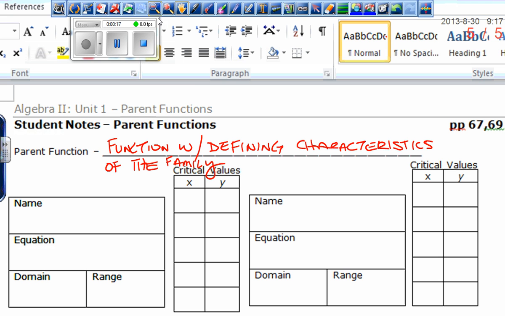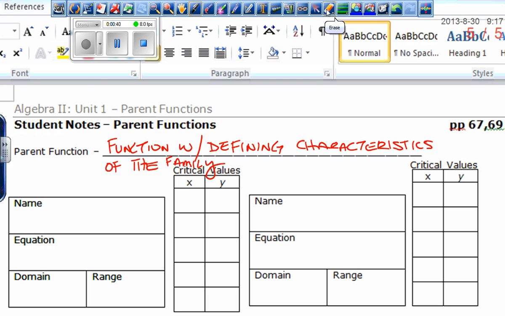All right, let's do this thing. A parent function is a function with the defining characteristics of the family. In other words, it's like the mommy and daddy function. You've learned several of these in the past, and we're just going to go over them fairly quickly and be sure that we all are on the same page. Any questions on what a parent function is?